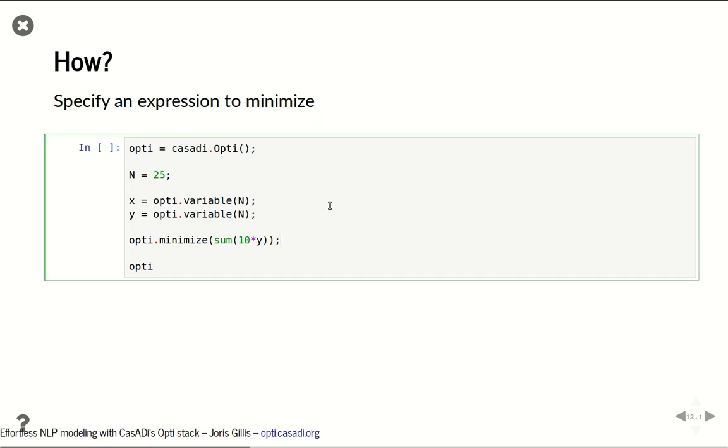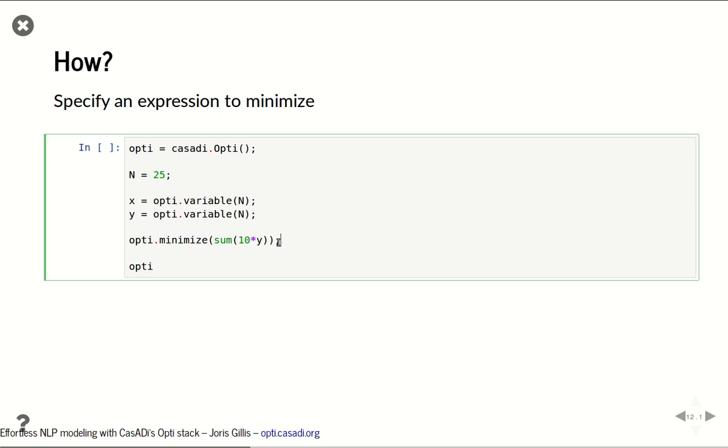How can we use it? We can use it to specify objective and constraints. So when we say opti.minimize, we're giving the objective as an expression, as a symbolic expression. So sum is another mathematical operator that is overloaded for our opti variable type.